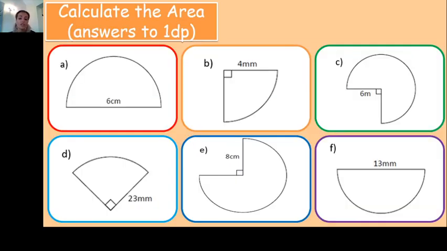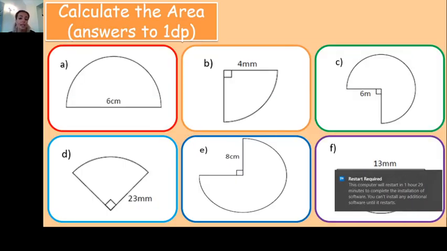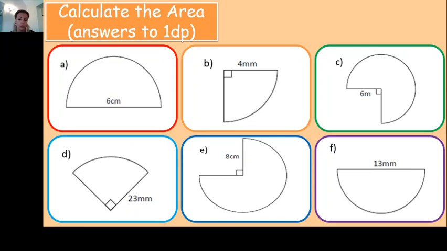So here's some questions for you to now have a go at, okay? A and B are very similar to the examples that we've just done. C and E are slightly more difficult. So if you struggle with those ones, don't worry, I will explain in a little bit more detail after you've had a go. Pause now and have a go.